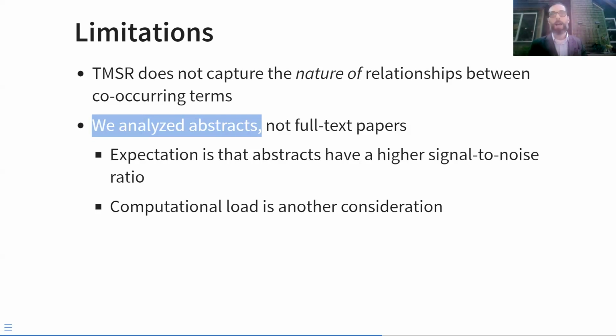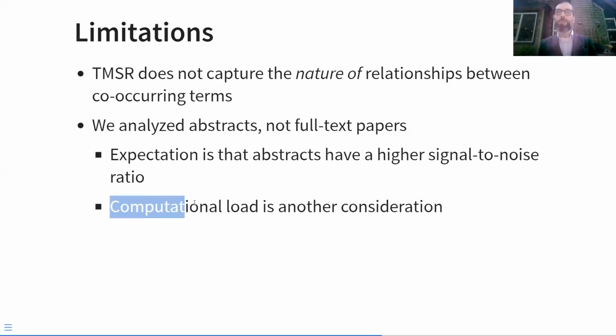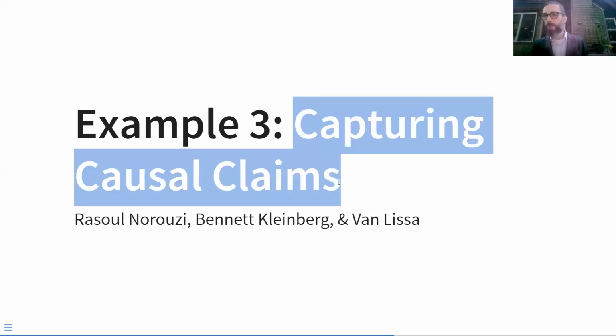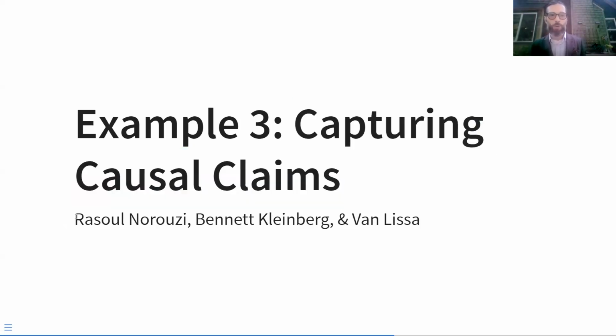but you could additionally analyze full text papers. And one reason for that is simply computational load. So crunching these numbers takes about 24 hours. And if we did full text papers, that would be maybe 1 or 2 weeks. And the final example that I wanted to introduce is a little bit of work that we've done to capture the nature of associations between terms that are jointly discussed. So this is work on capturing causal claims in published papers by my PhD student, Rasul Norouzi.